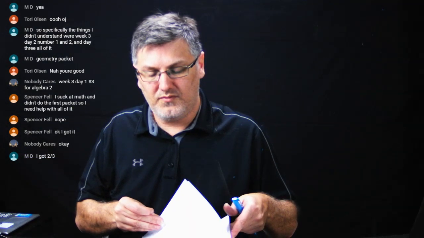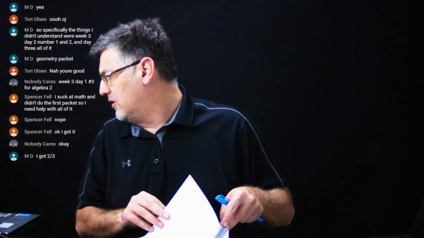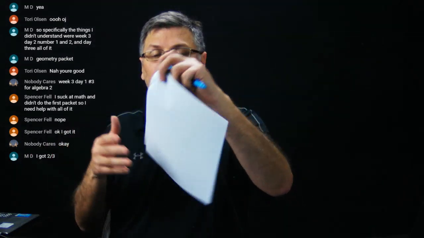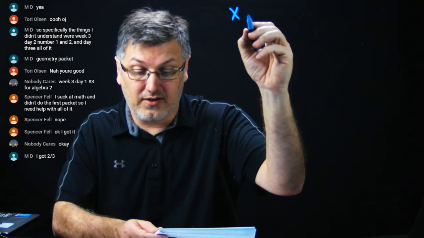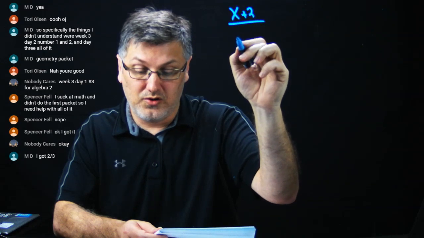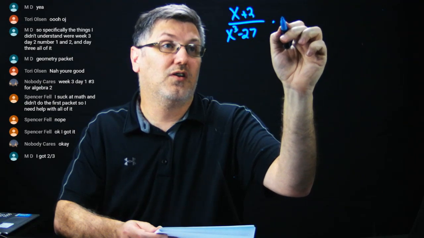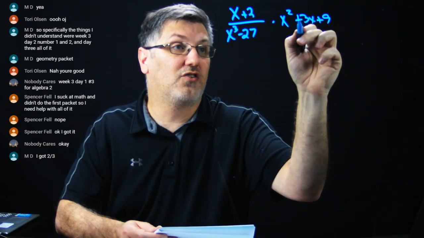All right, let me jump on to Algebra 2. Day 1, number 3 from Algebra 2. So you're talking about the x plus 2 over x cubed minus 27 times x squared plus 3x plus 9. You're talking about that problem, nobody cares?